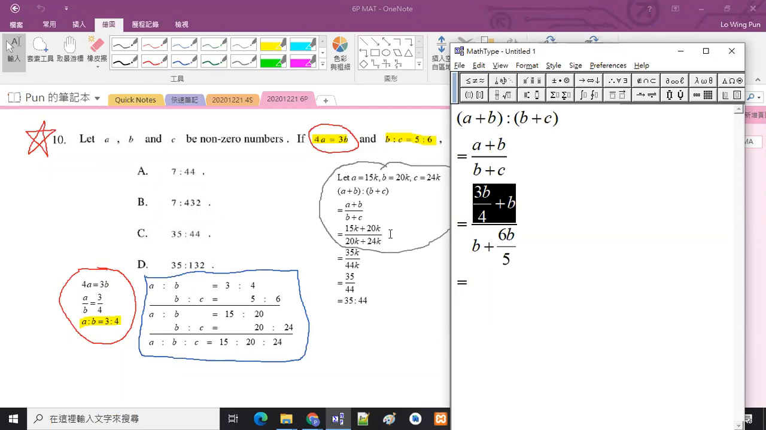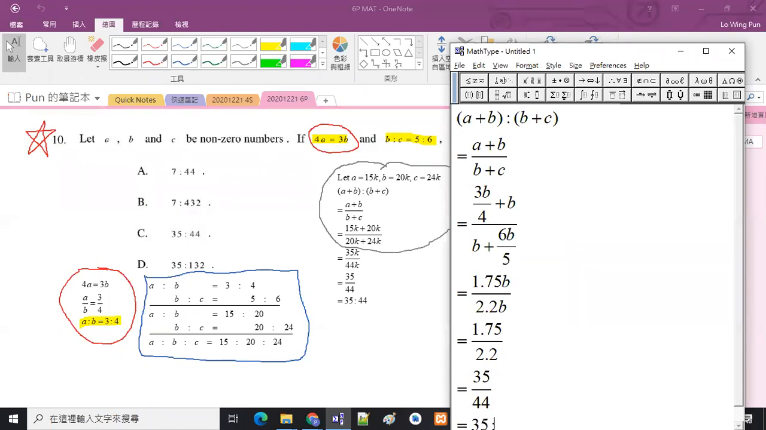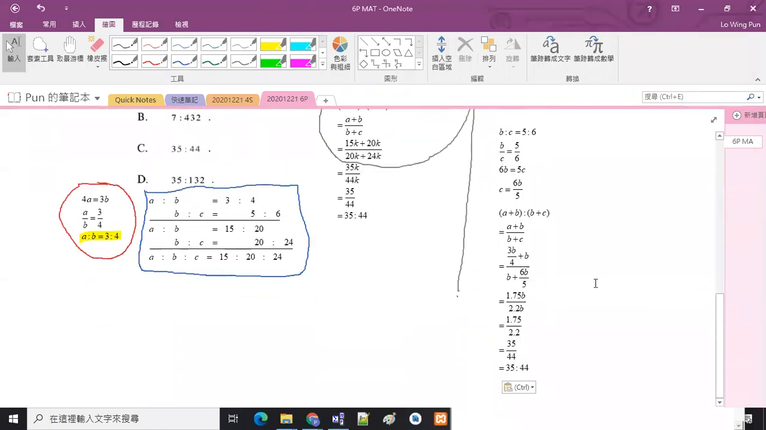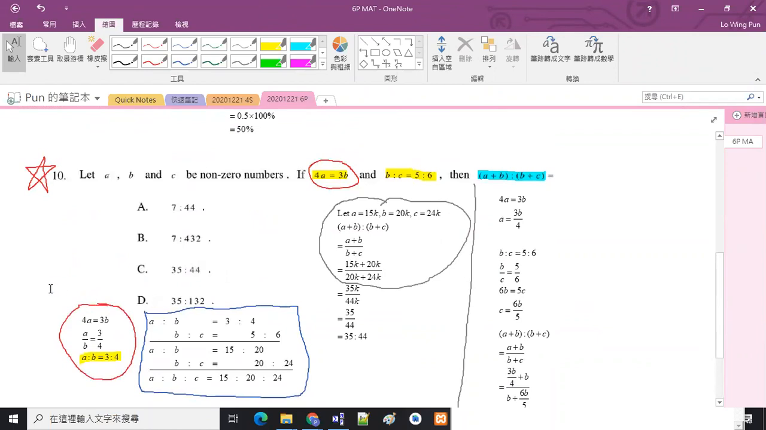呢度 3/4個 B 再加一個 B，你可以撳機，應該係 1.75個 B。跟住分母就係 1個 B 再加 6/5個 B，應該就係 2.2個 B。然後個 B 同 B 約走咗，1.75 over 2.2。撳機將佢變翻分數，應該係 35 over 44。即係個 ratio 就係 35 to 44。So this is method 2。呢邊係 method 1。Okay, and then this side will be method 2. Can you get this?